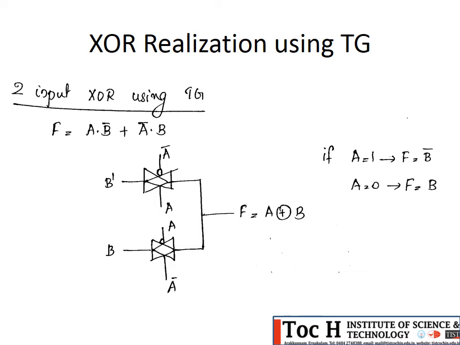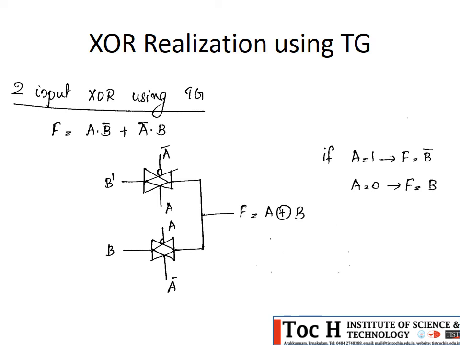Now the next few slides represent the logic realization using the transmission gate. Two input XOR using transmission gate. For any logic realization, students, please remember, you only need to know the logic function. Just write the logic equation realizing that function. So what is the logic function for a two input XOR gate? A dot B bar plus A bar dot B.